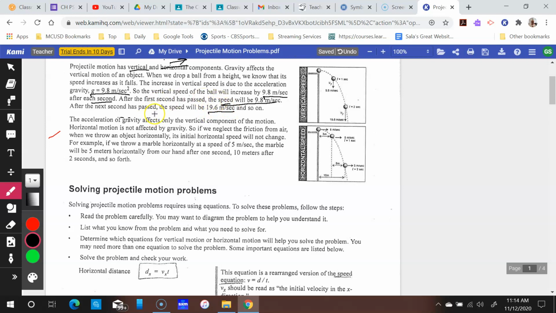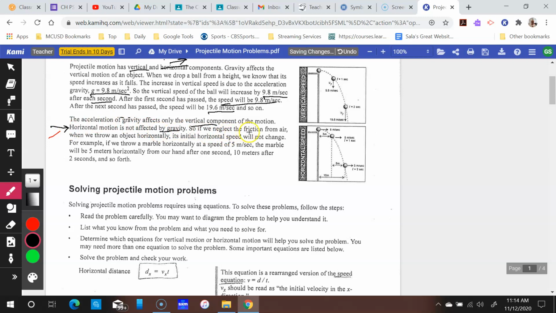Remember, the acceleration due to gravity is always 9.8 meters per second squared. So the acceleration of gravity affects only the vertical component. The horizontal motion is not affected. So again, an object that's going in this direction is not affected by gravity.